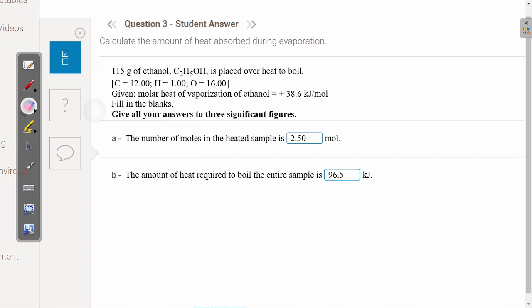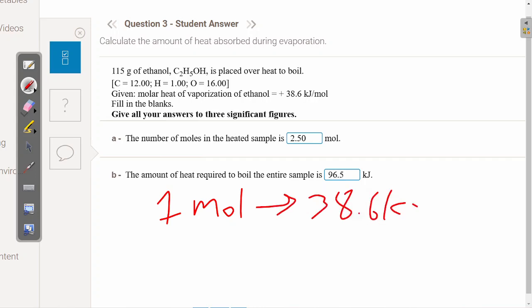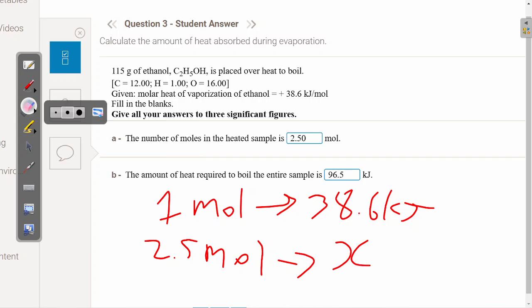Then the amount of heat required to boil the entire sample is what? They give the molar heat of vaporization, which means 1 mole gives 38.6 kilojoules. And you have 2.5 moles, gives X. So cross multiply, you will get 2.5 times 38.6, which is 96.5.